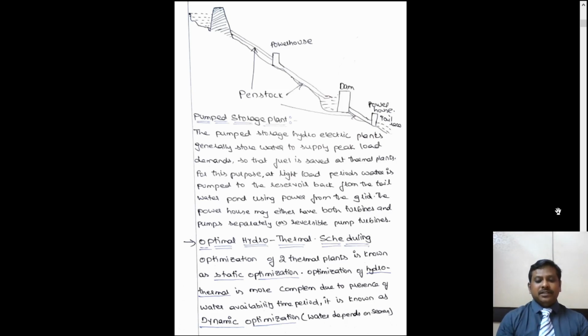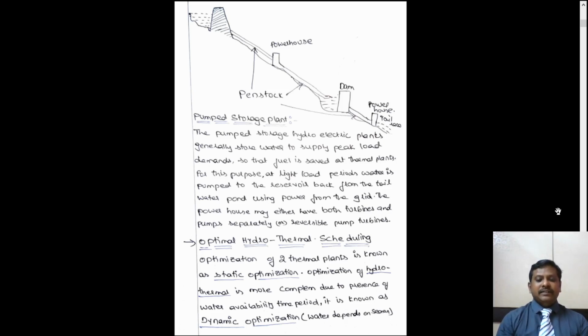So the optimization of two thermal plants, that is unit 1, is known as static optimization, and optimization of hydrothermal is known as dynamic optimization. As the name indicates, dynamic means it changes from time to time. So water is depending upon the season. From the month of June to September, you'll be having heavy rainfall. So you consider it as a rainy season, and in case of the summer, the water availability will be less.